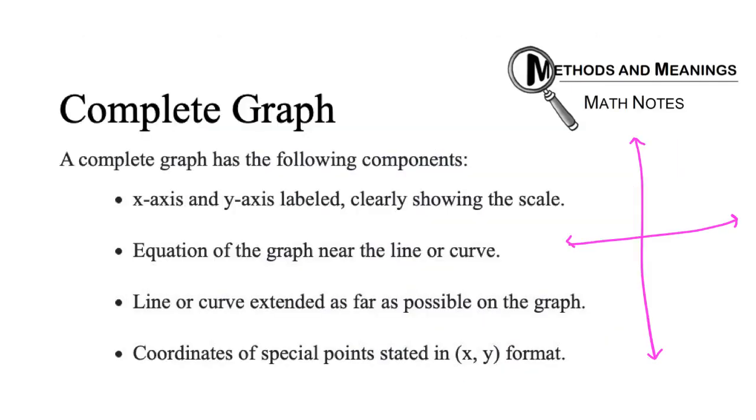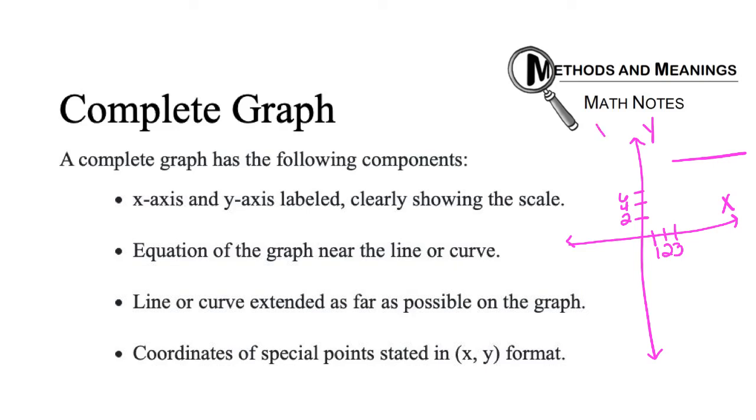Today's math notes are just a checklist of things to make sure that you have a complete graph. One of the things is make sure your x and y axes are labeled. And make sure that you're clearly showing what your scale is. What are you counting by for the x's? What are you counting by for the y's? And make sure that it's evenly spaced. Make sure you have your equation on your graph so we can see what that is.